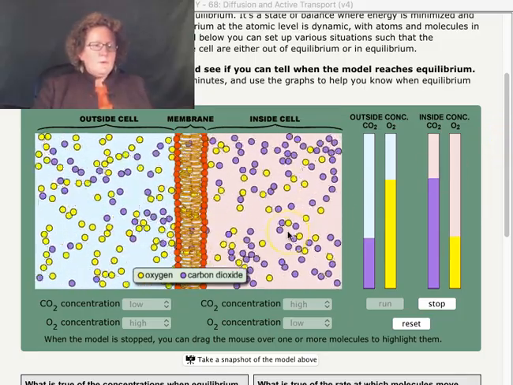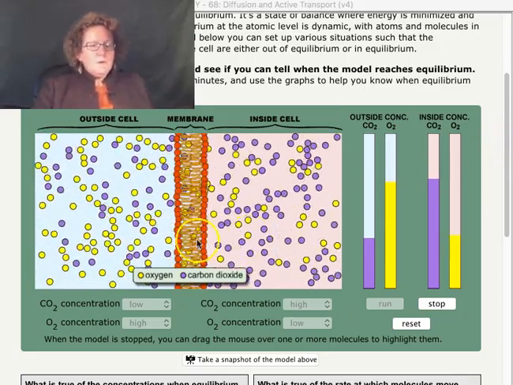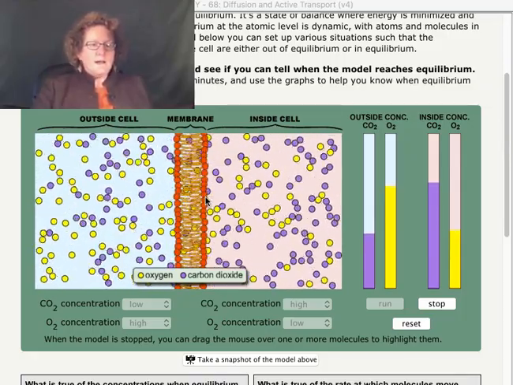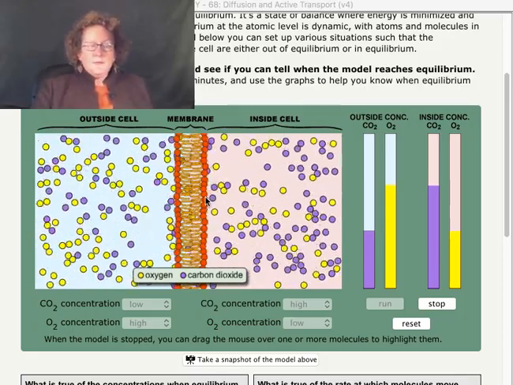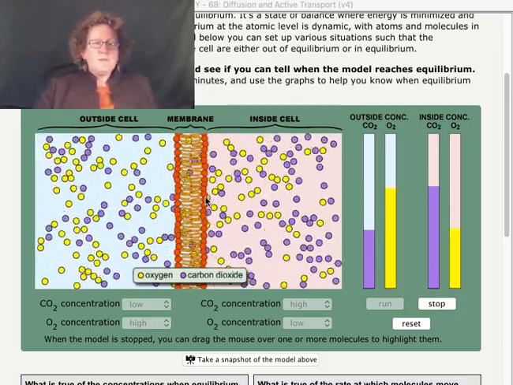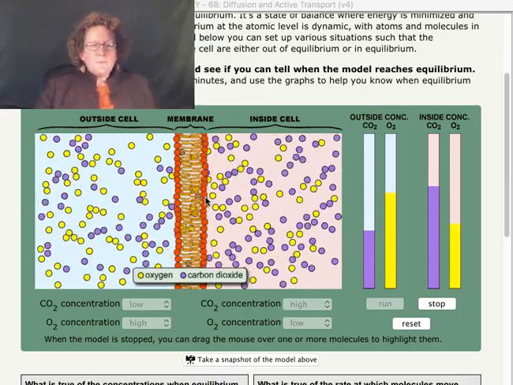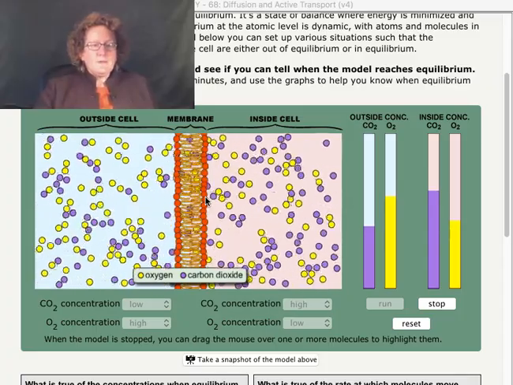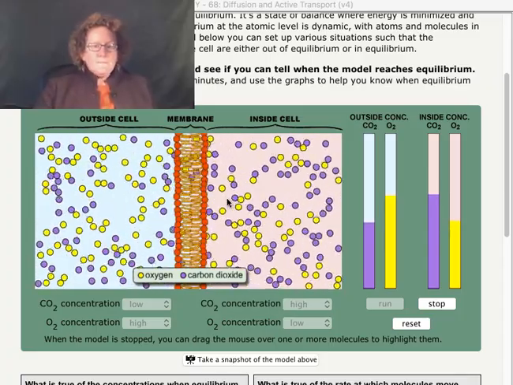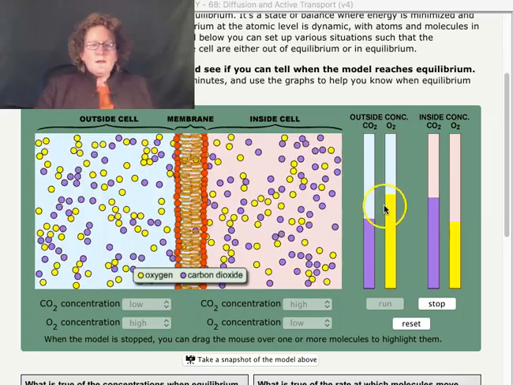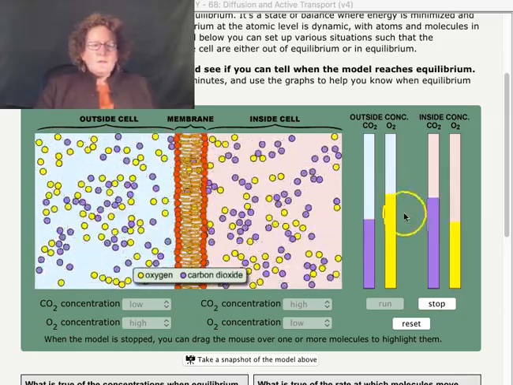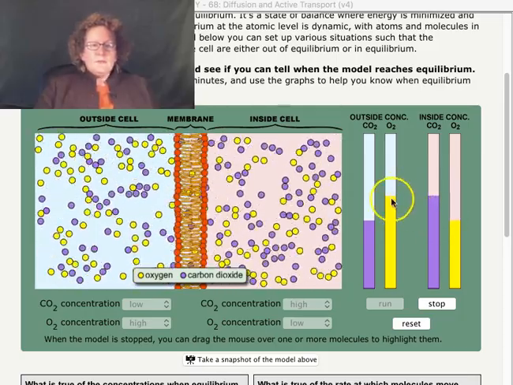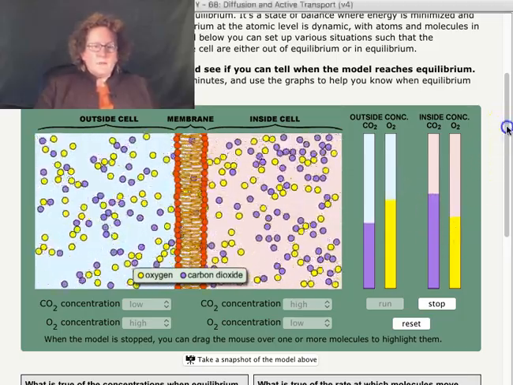Things are moving and continue to move, and they're moving in both directions, and everything's bumping into each other. The carbon dioxide and oxygen are bumping into each other. And remember, diffusion is the random movement of things based on collisions; it becomes random because of collisions. Eventually, if we wait long enough, we can see that the concentration of carbon dioxide is starting to level out on both sides, and the concentration of oxygen is starting to level out on both sides.